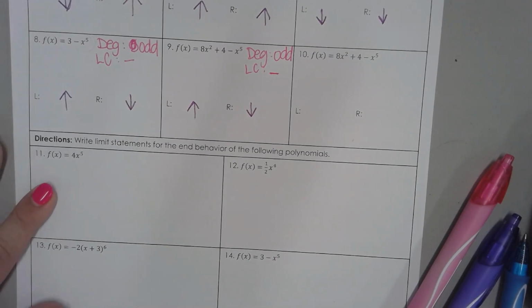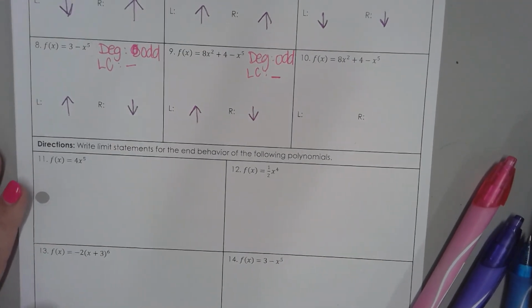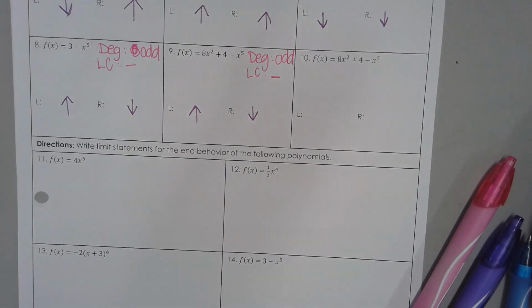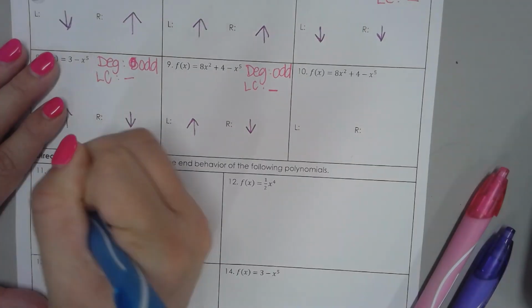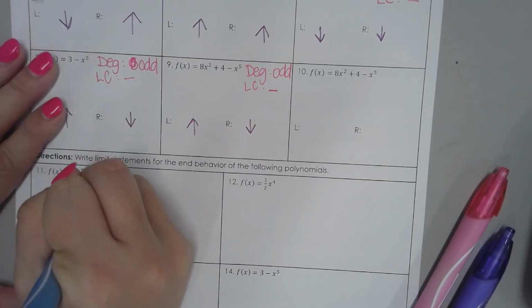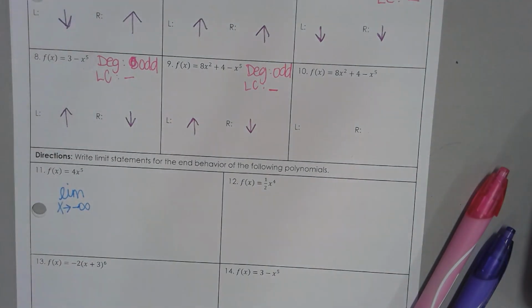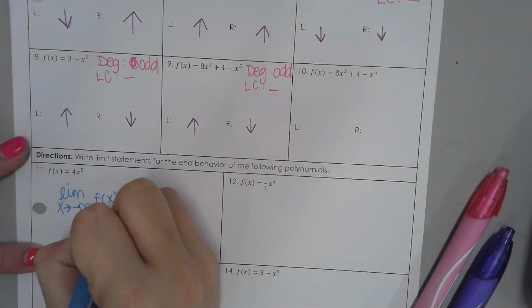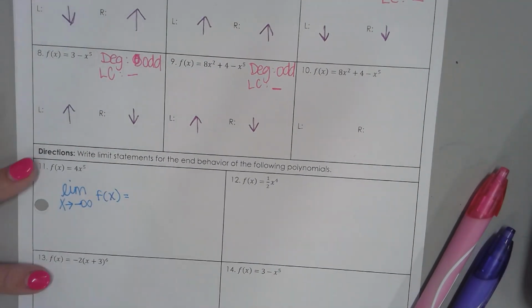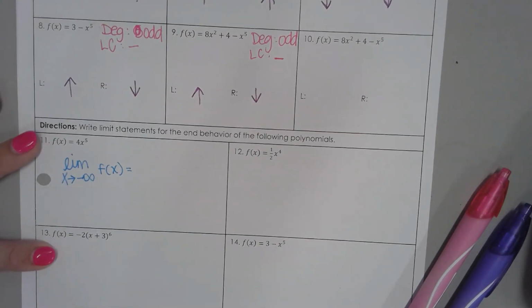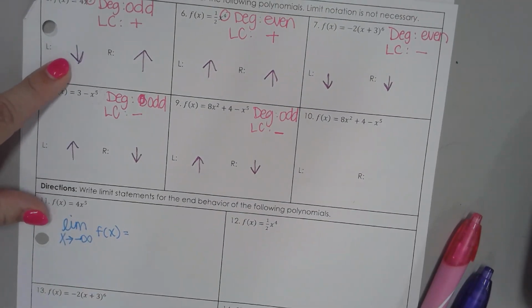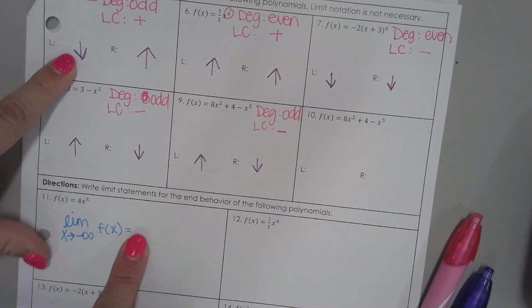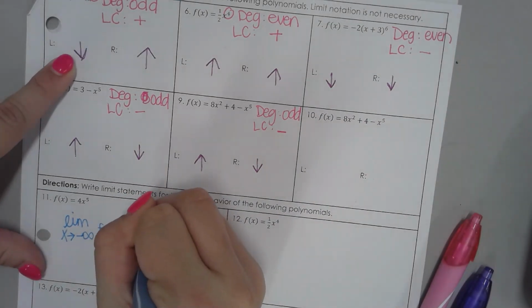We're going to redo it, but write our limits. Okay. So for the left side, it's always the limit as x approaches negative infinity. You always, always, always write that for the left side. And then f of x equals. So the 4x to the 5th, on the left side, the arrow points down. So I'm going to put equals negative infinity.